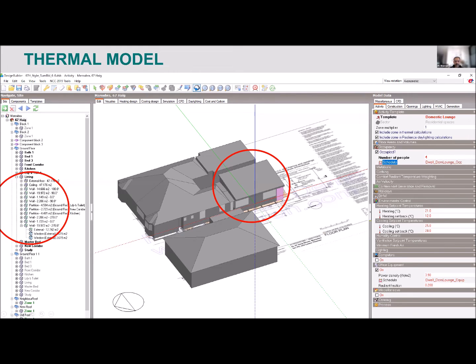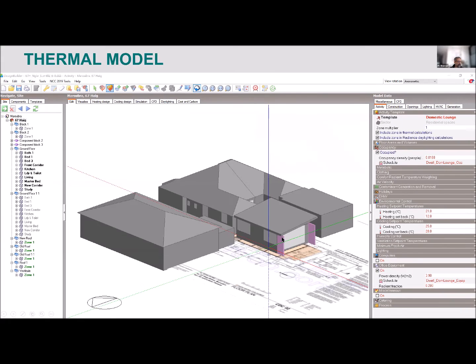Okay. So when you build your models, whatever creates a shading from the sun, you have to model them using something called a component block. And those are these purple shades here. And they're really privacy screens so that the neighbors can't look into this building.